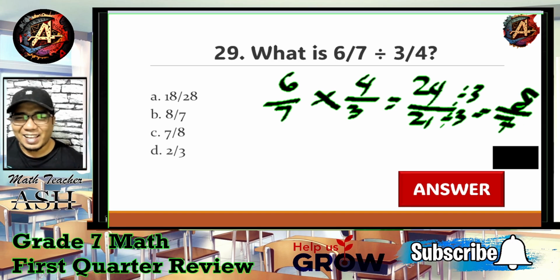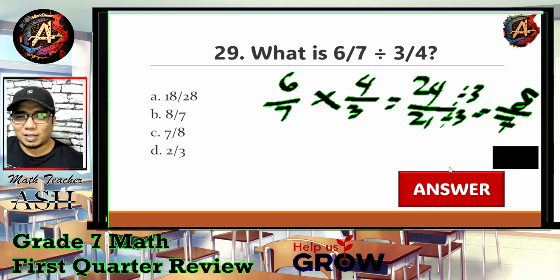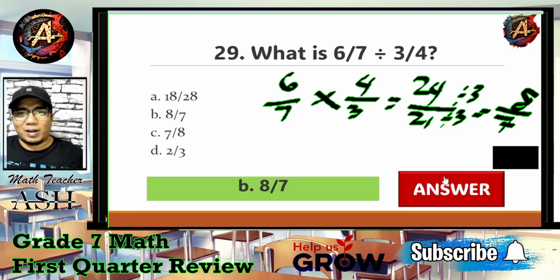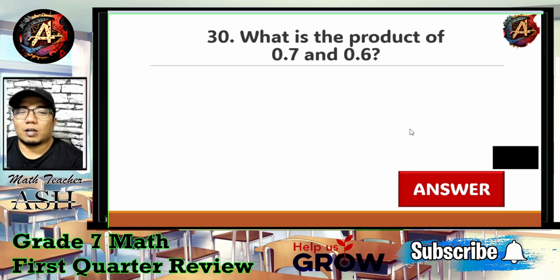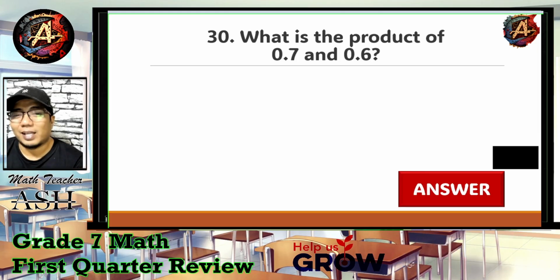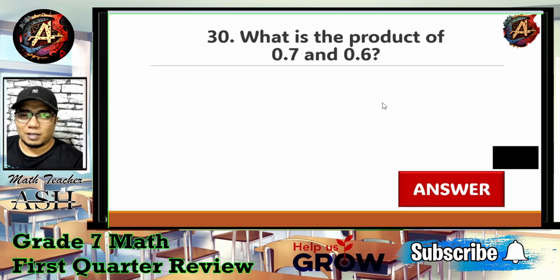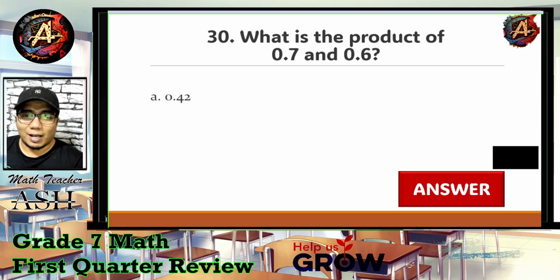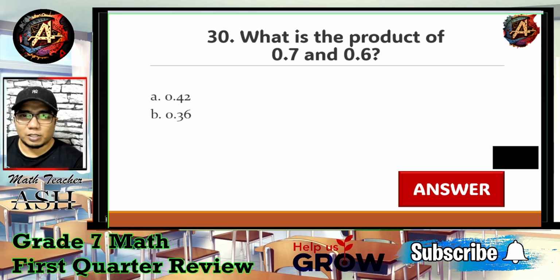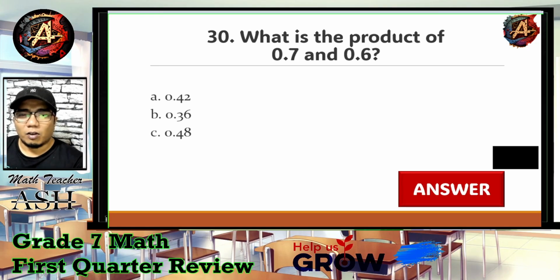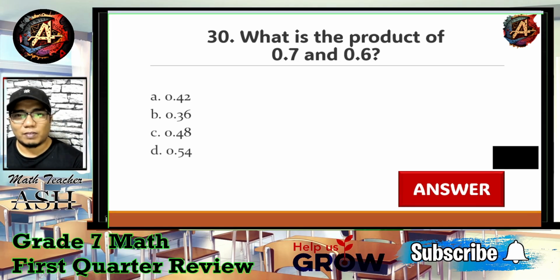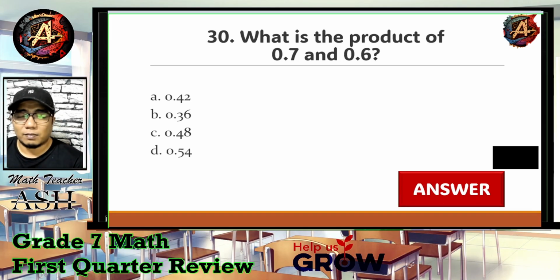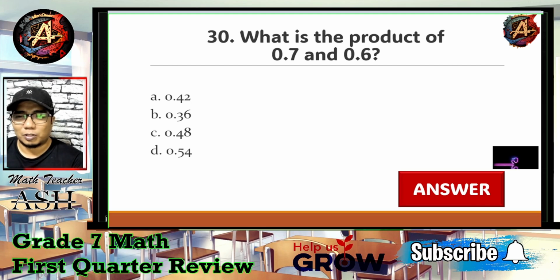All right. Now let's check whether we are correct, my dear math learners. All right. Now let us go to question number 30. What is the product of 0.7 and 0.6, or 7 tenths and 6 tenths? Is it A, 0.42 or 42 hundredths, B, 0.36 or 36 hundredths, C, 0.48 or 48 hundredths, or D, 0.54 or 54 hundredths? I'll give you 5 seconds to think about your answer.